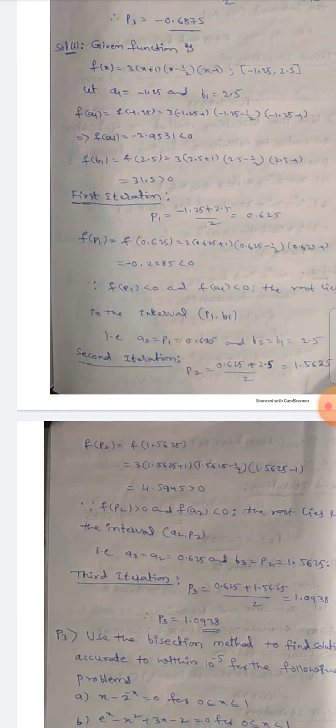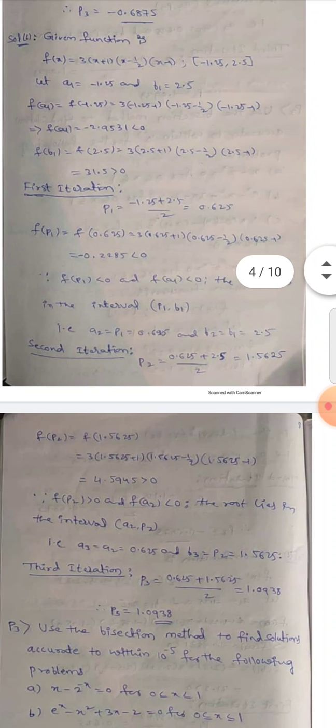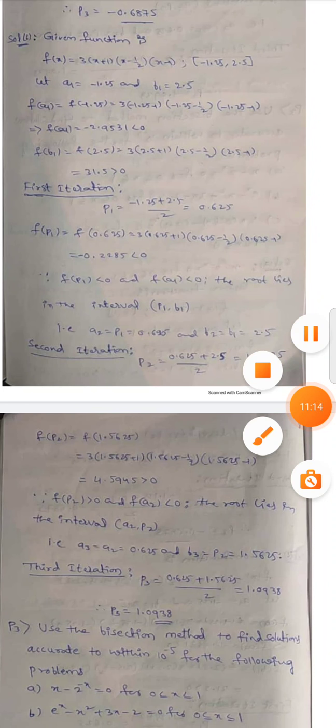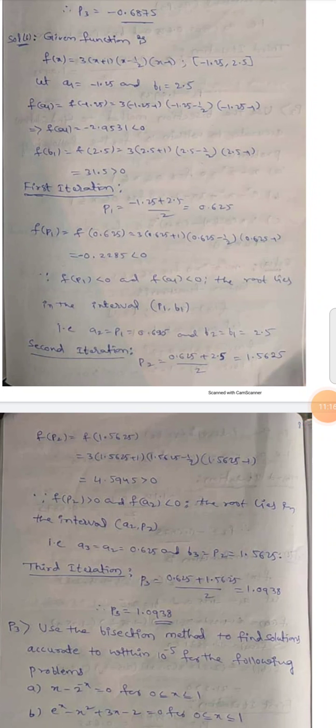Since f of p2 greater than 0 and f of a2 less than 0, the root lies in the interval a2 comma p2. That is a3 is equal to a2 is equal to 0.625 and b3 is equal to p2 is equal to 1.5625. Third iteration, p3 is equal to 0.625 plus 1.5625 by 2 is equal to 1.0938. Therefore p3 is equal to 1.0938. Okay, next problem.